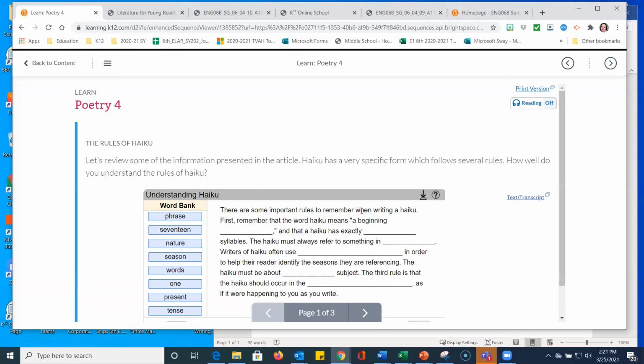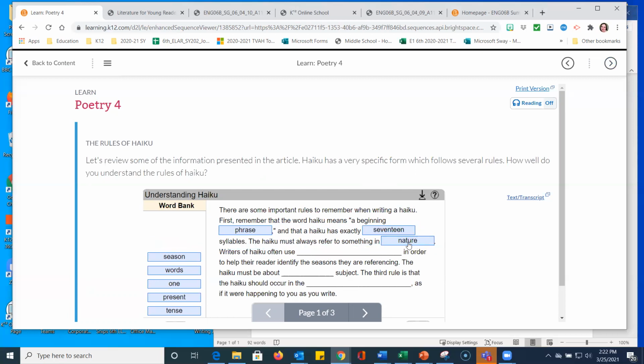There are some important rules to remember when writing a haiku. First, remember that the word haiku means a beginning phrase. And that a haiku has exactly 17 syllables. The haiku must always refer to something in, looks like it's going in order again, nature.